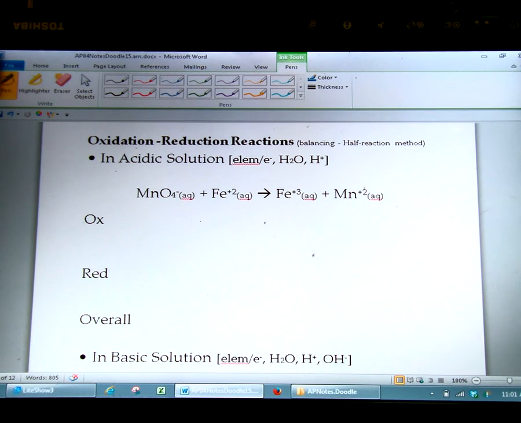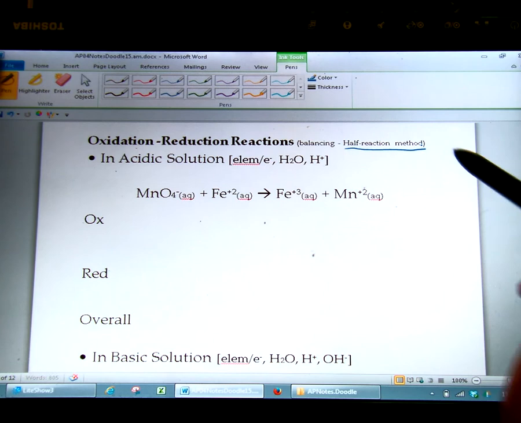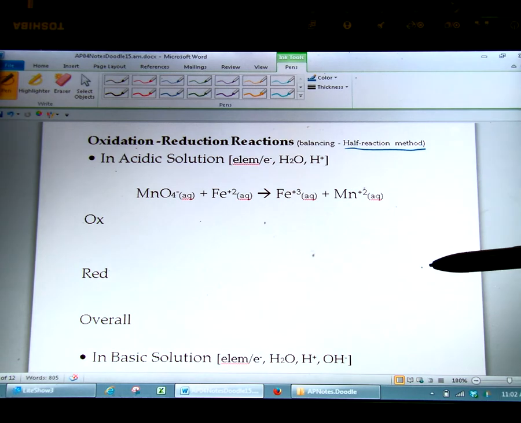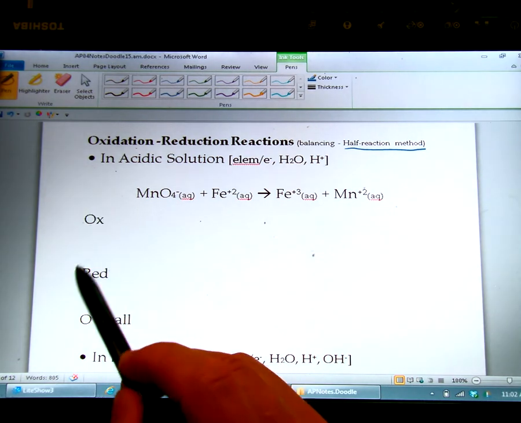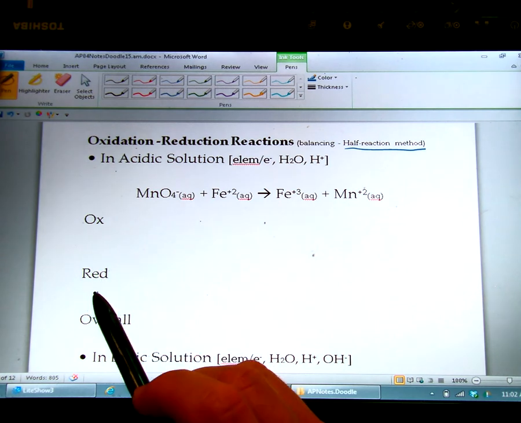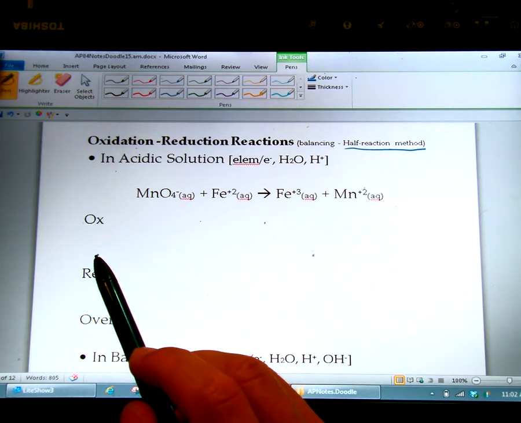Today we're in the AP packet, chapter 4, page 7, and we're going to be learning how to balance redox reactions by the half reaction method. The half reaction method is certainly not something I would recommend as opposed to the shortcut method, but sometimes a question is specifically going to ask you about the half reaction of oxidation or the half reaction of reduction. So we're going to realize how to write those separately today.